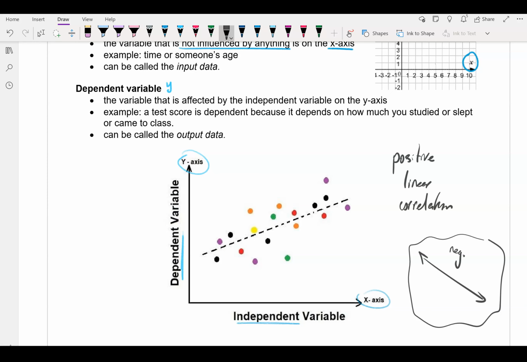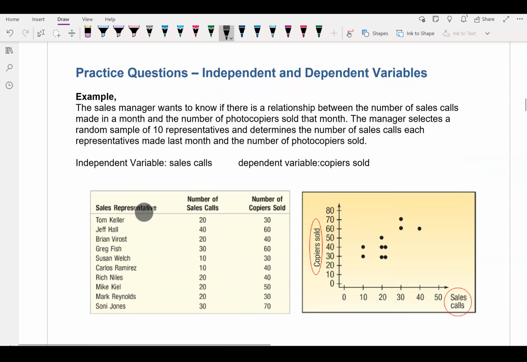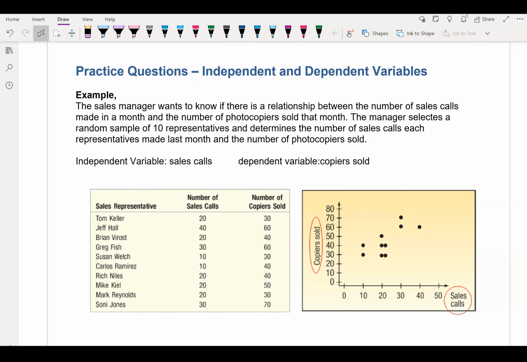And by the way, there are lots of other types of correlations. They're not always linear. We're just dealing with linear because it's the simplest case, so it's a good idea to start there. So let's do a few practice questions on independent and dependent variables.